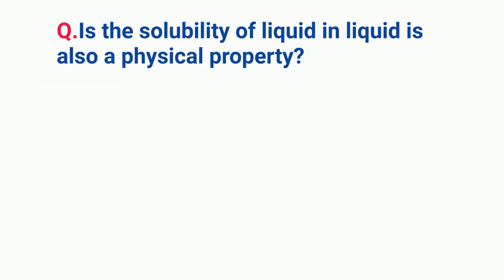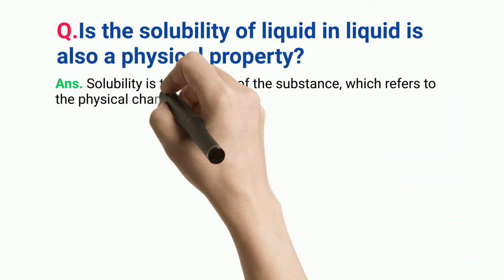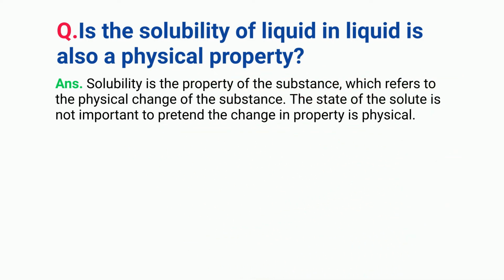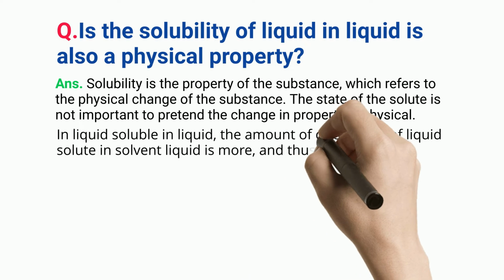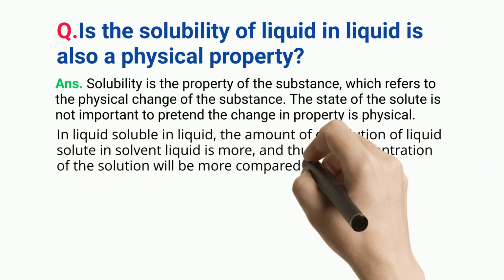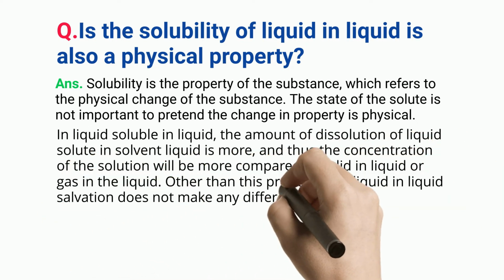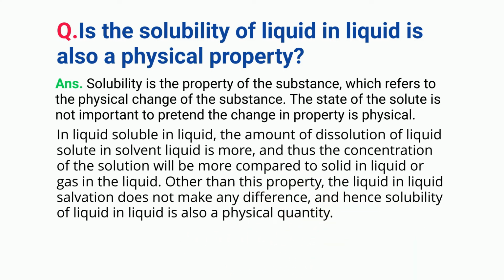Is the solubility of liquid in liquid also a physical property? Solubility is the property of the substance which refers to the physical change of the substance. The state of the solute is not important to determine that the change in property is physical. In a liquid soluble in a liquid, the amount of dissolution of the liquid solute in the solvent liquid is more, and thus the concentration of the solution will be more compared to solid in liquid or gas in liquid. Other than this property, liquid in liquid solvation does not make any difference, and hence the solubility of liquid in liquid is also a physical quantity.